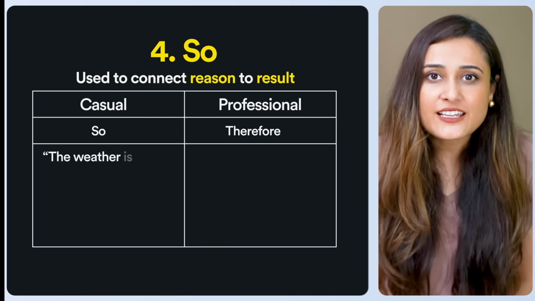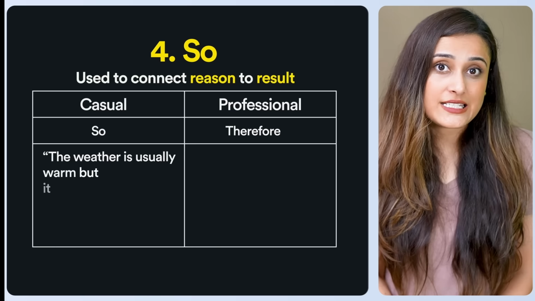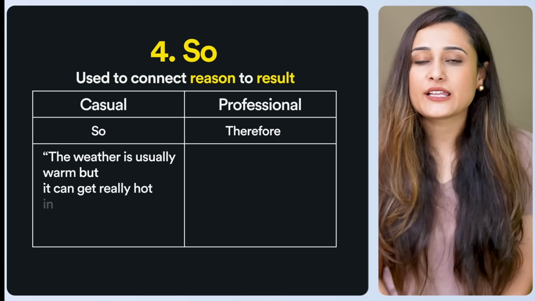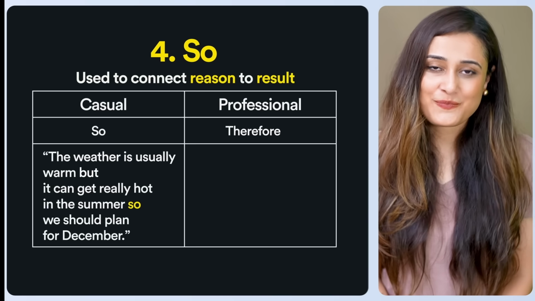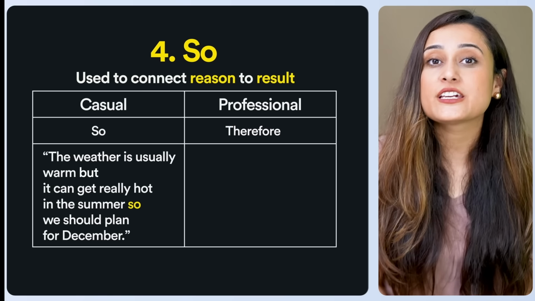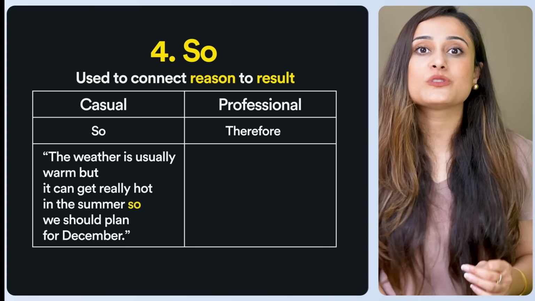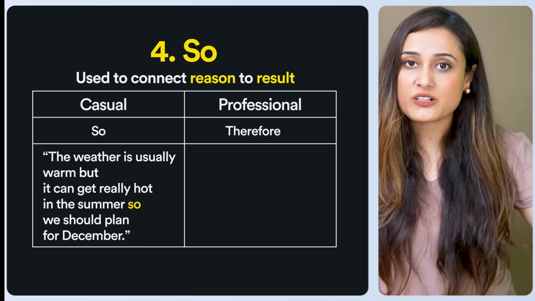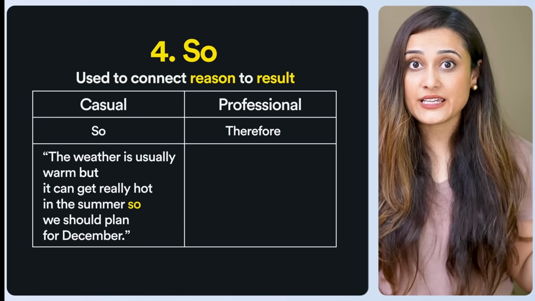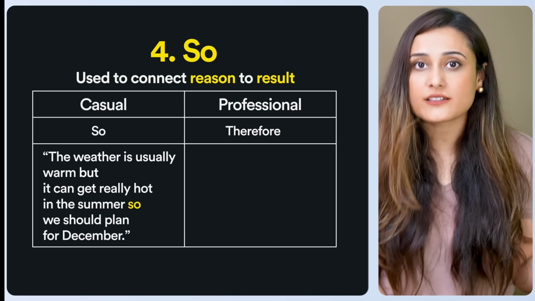The weather is usually warm, but it can get really hot in the summer. So we should plan for December. All right. Now what we are doing here is you're connecting a reason to the result. So the result is that you are planning for December. You want to plan for a December trip. Okay. Why? The reason is that it gets very hot otherwise.